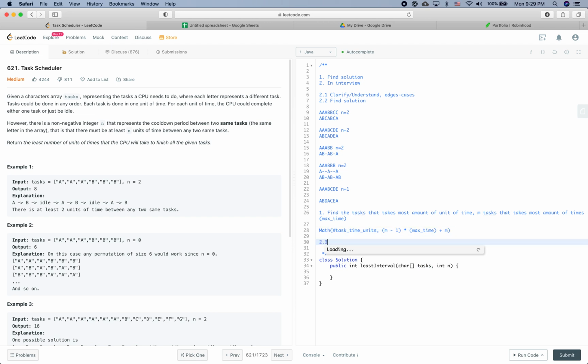So the next part is about coding. So coding, we care about the code correctness and the code readability. So let's turn the idea into solid code. First of all, we need to go through the task array to keep record of the unit of times.